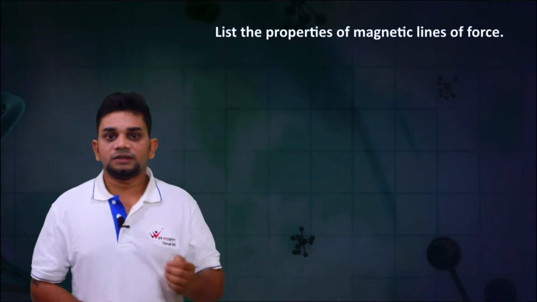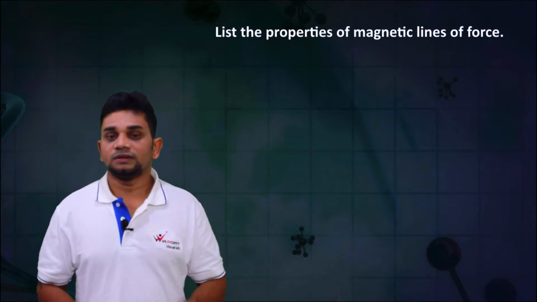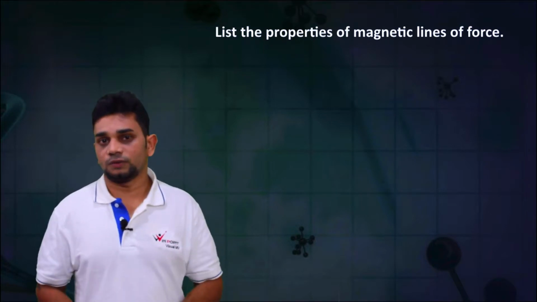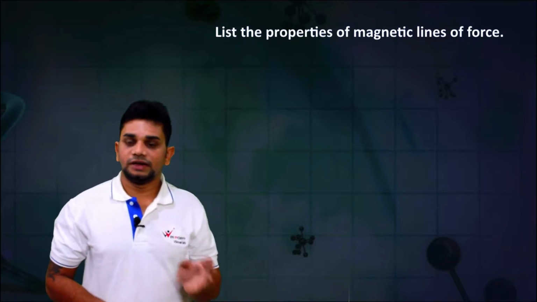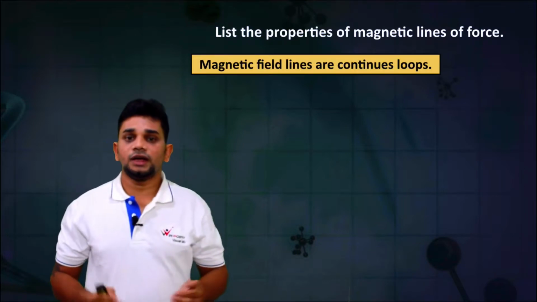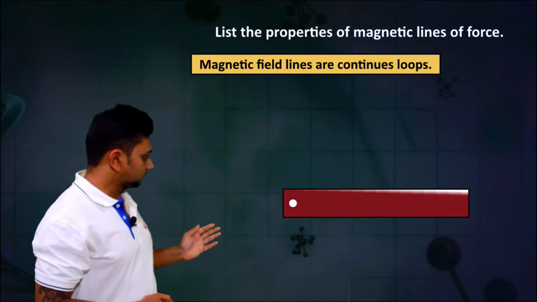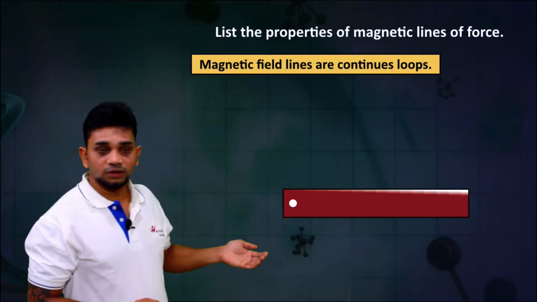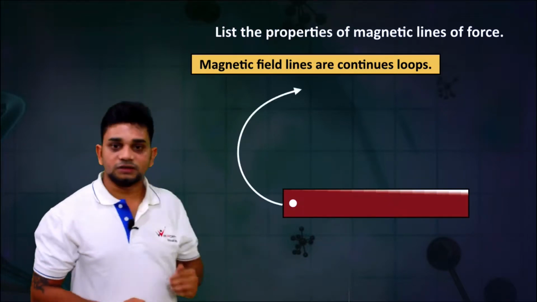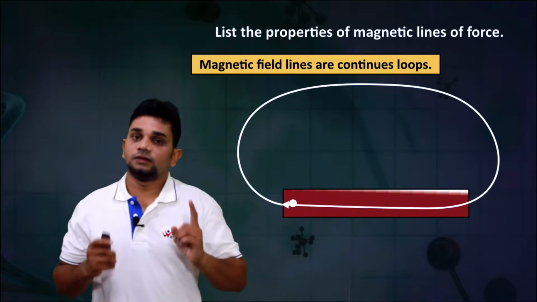Next one. List the properties of magnetic lines of force. Here we are going to discuss the properties of magnetic lines of force. We know that magnetic field lines are starting from North Pole and ending at South Pole. Magnetic field lines are continuous loops. This is the first point. If you are considering a magnet, these magnetic field lines are continuous loops. So we can see that here it is starting from North Pole and it is a continuous loop, right? This is the first point.